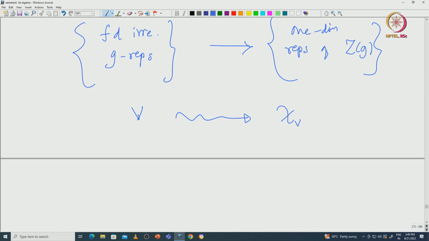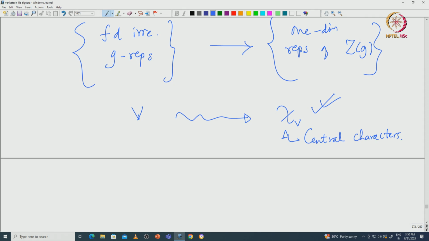So, sometimes it is important to actually understand what happens to these central characters. So, these are all called central characters, and we actually have a very vast theory about central characters of semi-simple algebras, which we will actually see later. Okay.